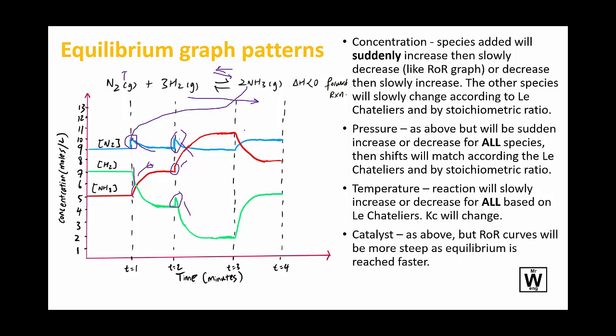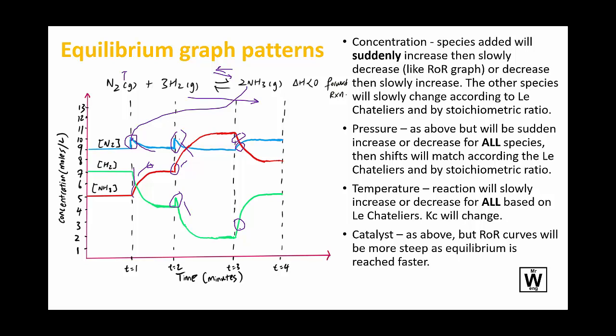Now, if you see all three of them do a gradual change, that is usually temperature. And so for concentration, usually one changes and the other two do the gradual, so one sudden, the rest gradual. For the pressure, it's usually all species are sudden, and for temperature, all species are gradual. Okay, so that's the general pattern.